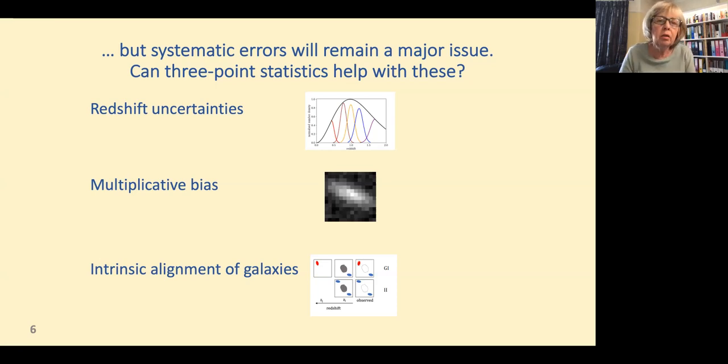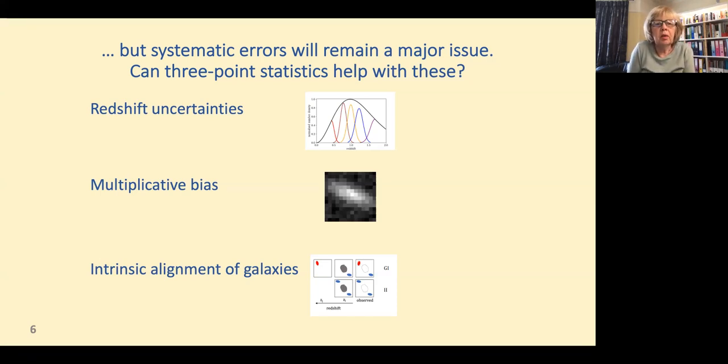So the 3 systematics that we looked at, which are all very important for weak lensing, are first of all redshift uncertainties. Now, these are almost inevitable in a survey like Euclid, because we haven't got spectroscopic redshifts for all the galaxies. We can't possibly do that. So however well you calibrate and model your redshifts, there is inevitably going to be some uncertainty about which redshift bin to allocate galaxies to.